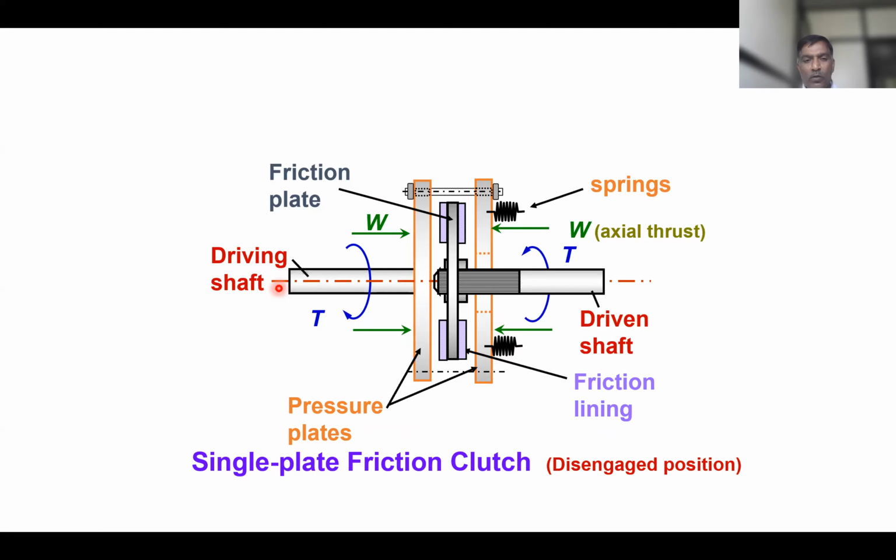Okay. So this one is the driving shaft. And here they have mentioned this as a pressure plate. So the flywheel will also act as a pressure plate. On one side there is that heavy wheel, and on the other side there will be a pressure plate.